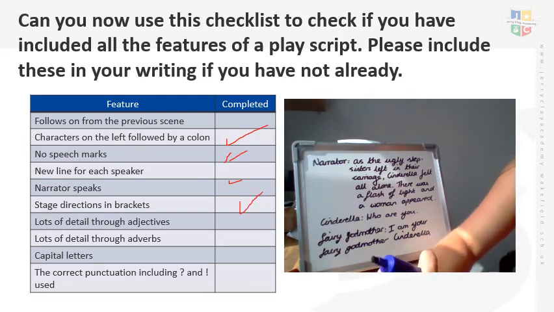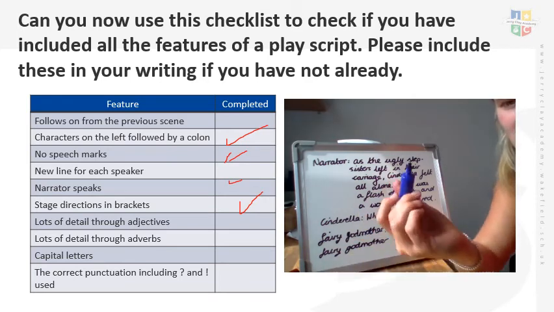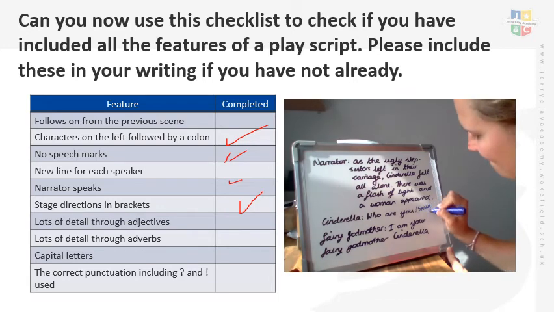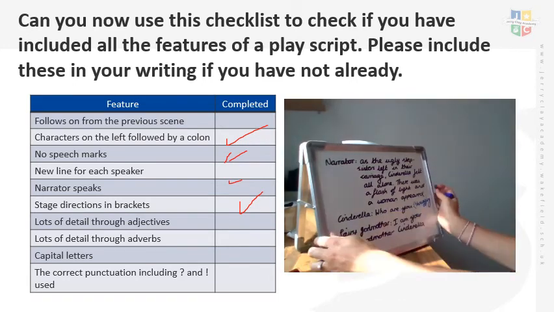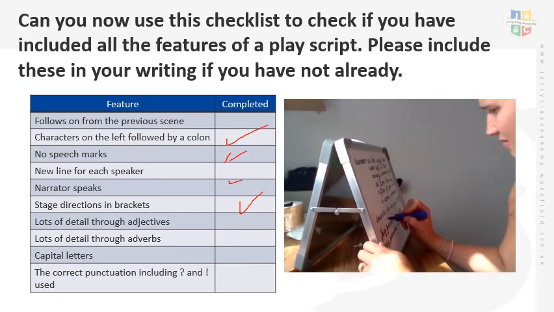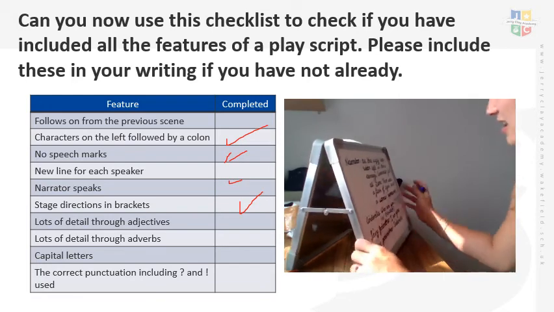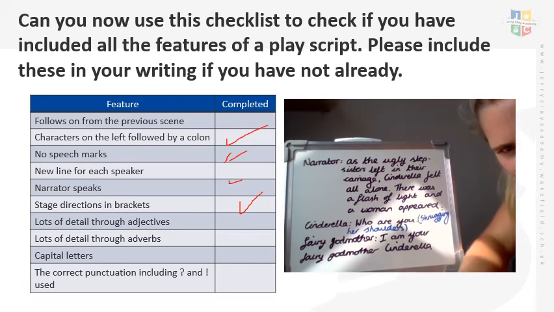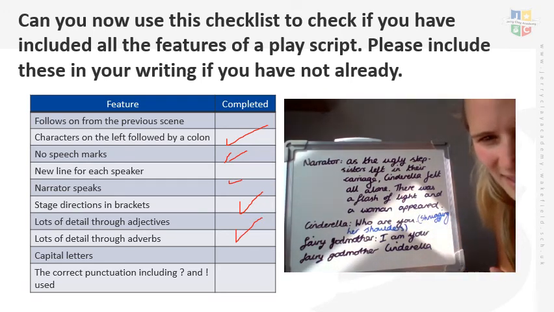Stage directions in brackets. Well, I haven't got any stage directions, so using a different colour I can now go and add these in. So, shrugging. Put my stage directions in. So once I have added my stage directions, I can then go and give it a tick. I might want to put one in, or there might be more than one place.